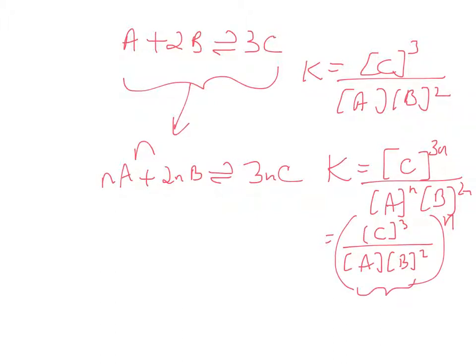But what was c cube over ab square? It was k. So this new k, let's just call it k prime to differentiate, that's going to be k raised to the power of n. So just keep that in mind. Likewise, if you add two or more individual chemical equations, then the equilibrium constants get multiplied. On the other hand, if you subtract, then the equilibrium constants get divided. And when the time comes, we'll take a look at that as well.